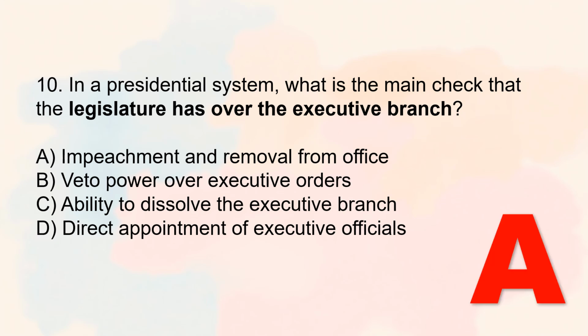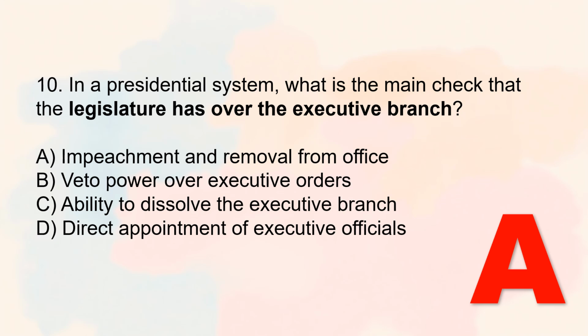The correct answer is letter A. In a presidential system, the legislature can check the executive branch by initiating impeachment proceedings and removing a president for misconduct. That is their power over the executive branch, the power to initiate impeachment. Letter A is the best answer.